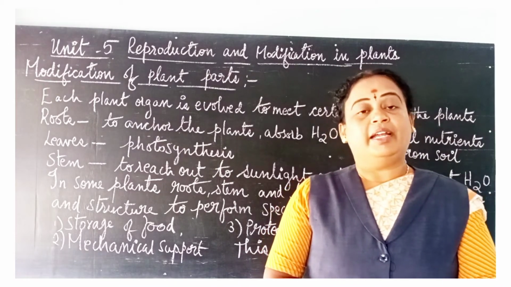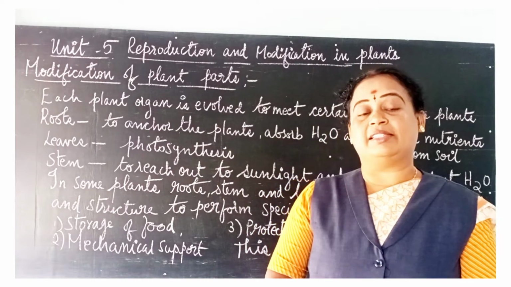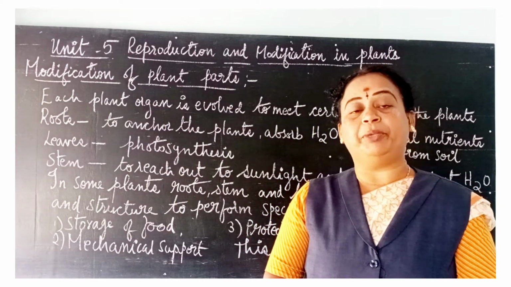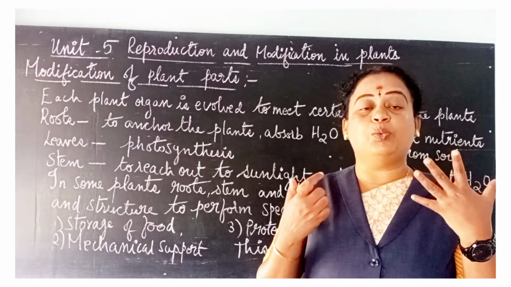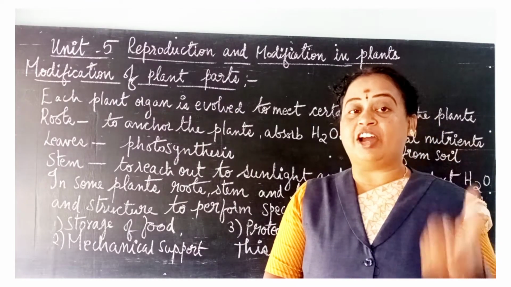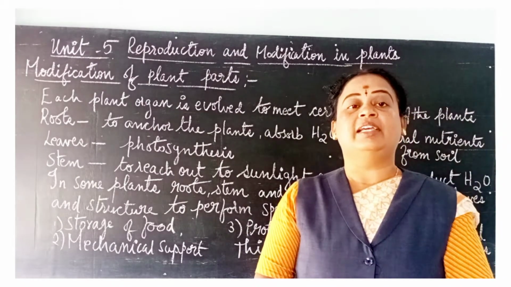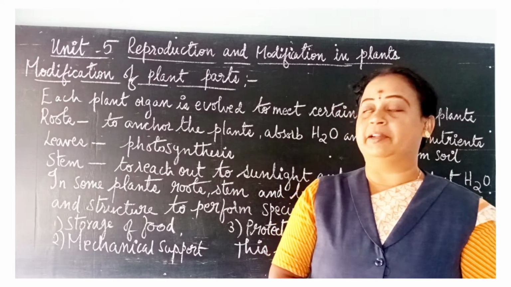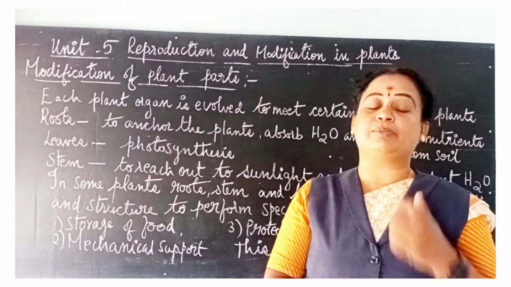In the plants there are different parts, right? All these parts are formed in the plants in order to meet certain needs of the plant. Now let us see what these needs are. Each plant part has a certain function, and only when that plant part performs that function will the complete plant be able to survive. Now we will see the functions of each part of the plant.